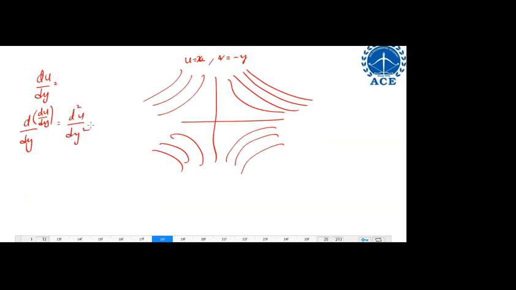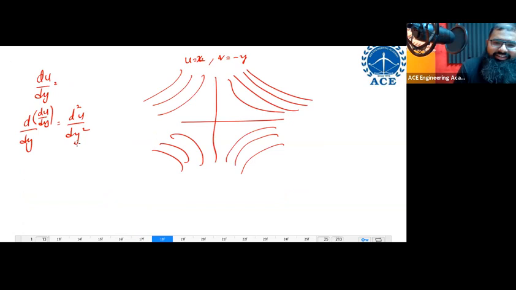What does it mean? Any term for it? It is representing the slope of velocity. Du by dy is what? Slope of velocity profile. d2u by dy2 is what? Slope of du by dy.